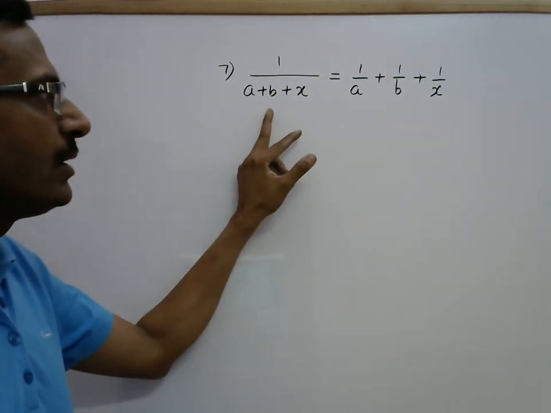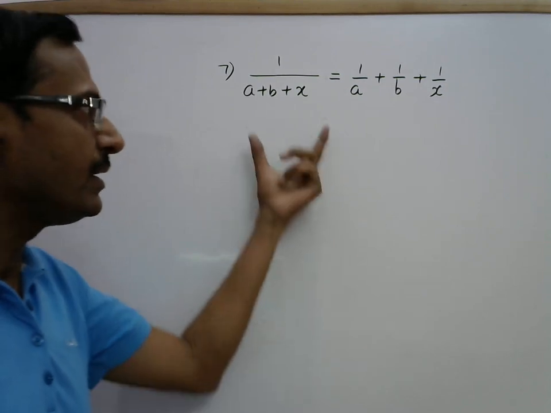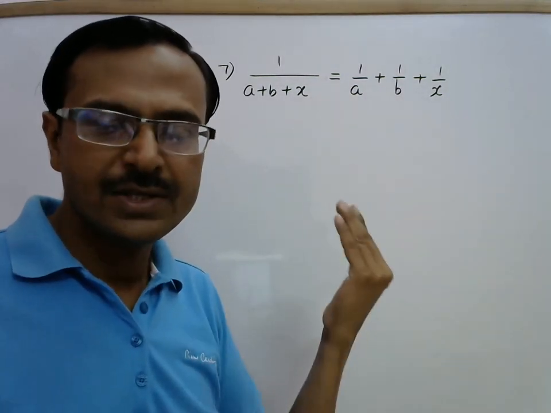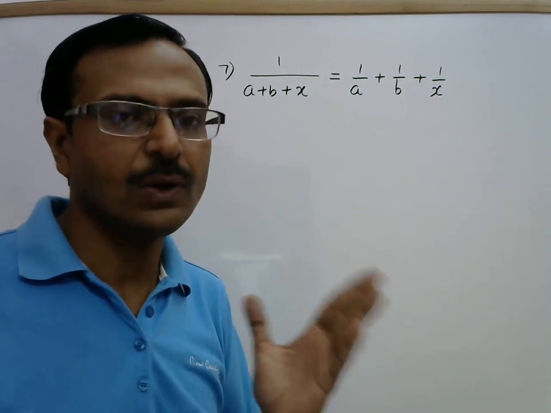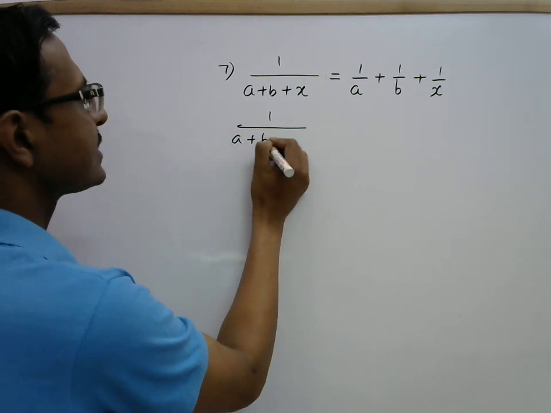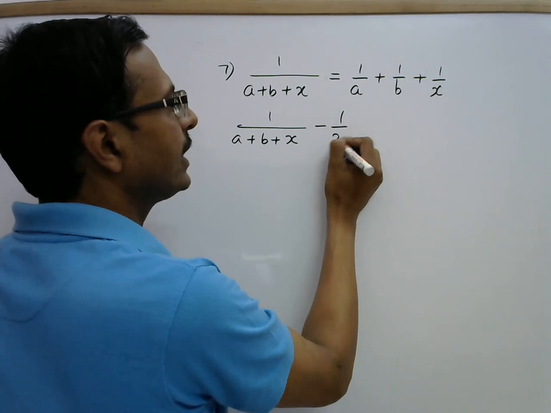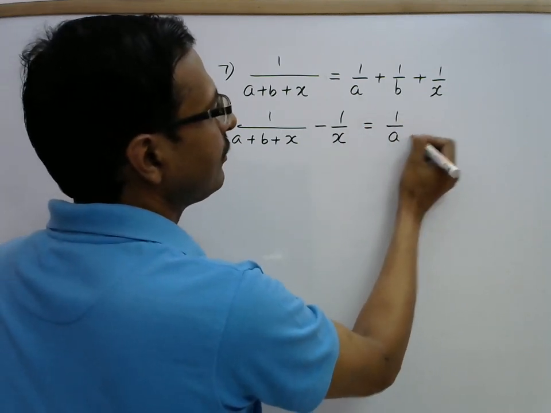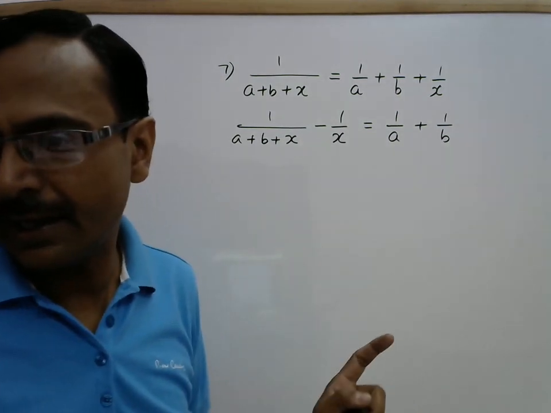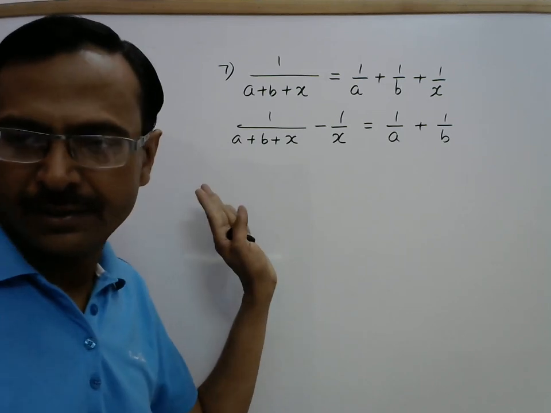Now see, in this question we have two terms which contain x. In this term there is an x, and in this term also there is an x. So we need to shift the two terms which contain an x to the left hand side. So 1 upon a plus b plus x stays, and the plus 1 upon x will come this side to become minus 1 upon x, and the remaining part will be as it is. So I have shifted the terms containing x to the left hand side.